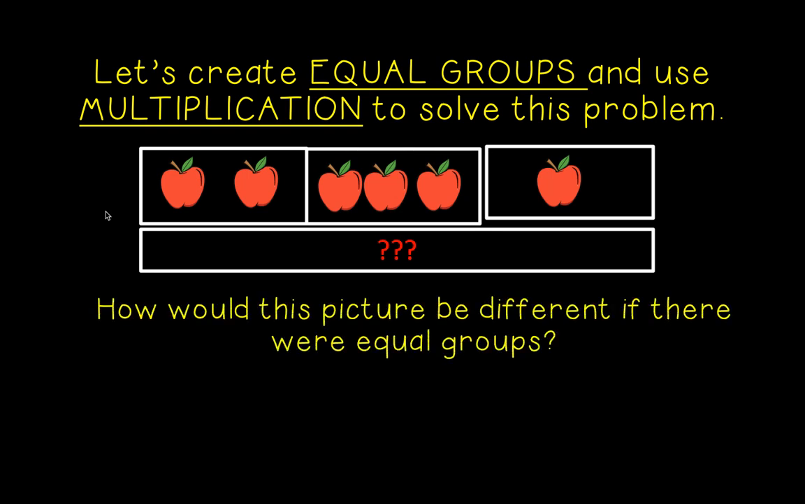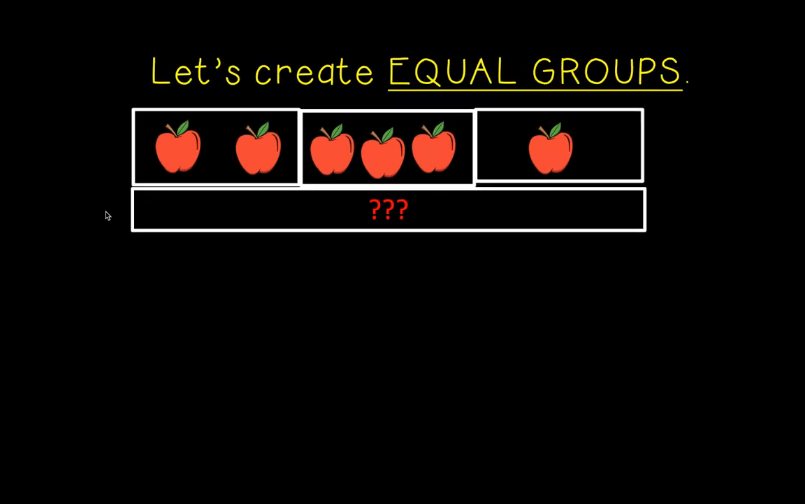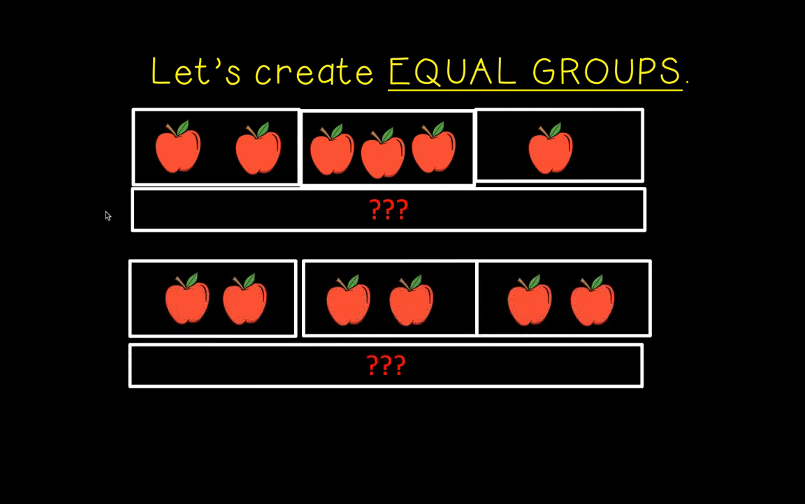So how would this picture be different if there were equal groups? What would you do to create equal groups? Can you make the groups equal so Joseph, Leah, and Camden each have the same amount of apples? And the answer to that is yes. You just have to move them around. So let's create equal groups. So Leah was the one that had 3 apples. So she's going to take 1 apple and give it to Camden to make it equal so that each person has the same amount.